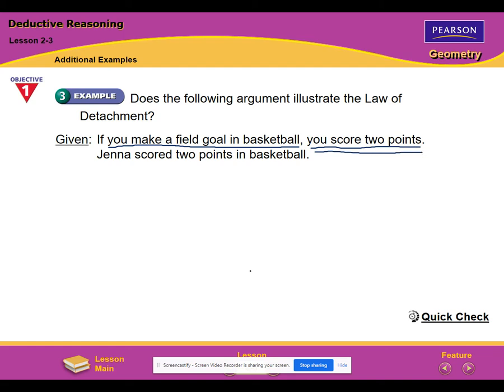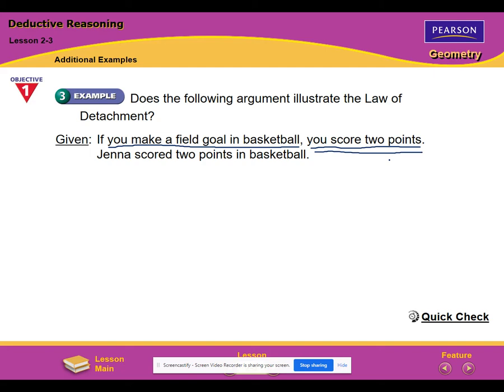And then you're told the conclusion. Jenna scored 2 points. You got a specific thing about this girl, Jenna, and Jenna did the conclusion. Now, again, many people who do understand basketball will say, well, there's another way that you can score 2 points. That would be to make 2 free throws. But rest assured, this is not a basketball question. You need to see this in its 4 parts.